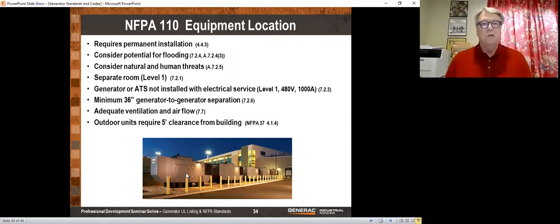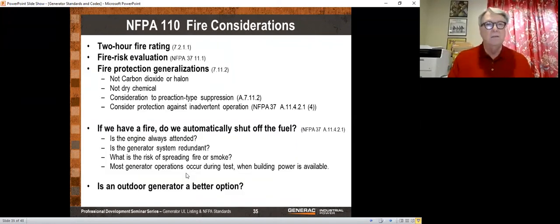If you're interested in this clearance issue, I have a little write-up that I'd be happy to share with you. And in fact, maybe I'll just go ahead and send that to Tyler because it can be quite confusing. There are a number of factors that impact that clearance. Here's your fire considerations. You can just scan that. And obviously, you need to think about the fire ratings.